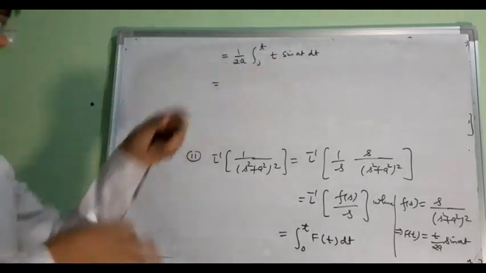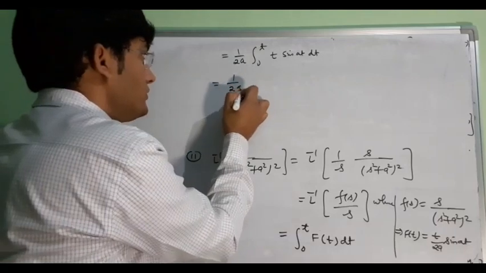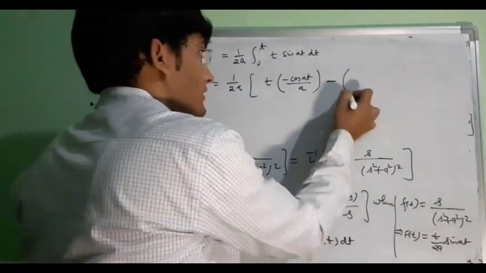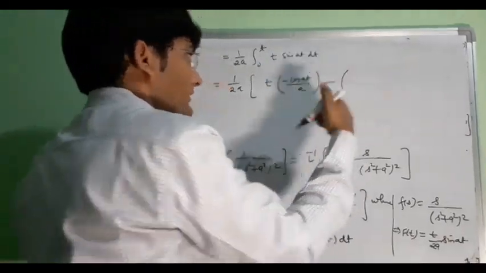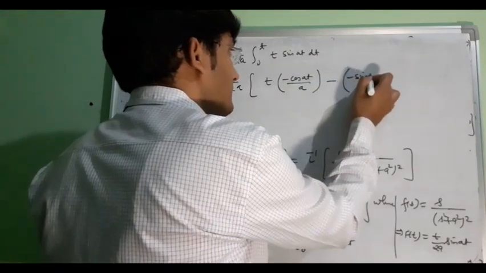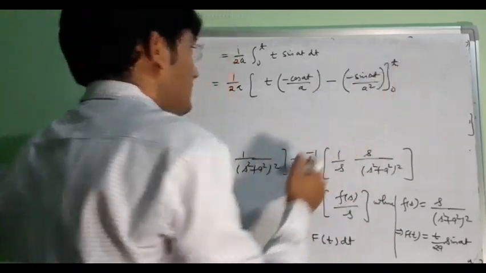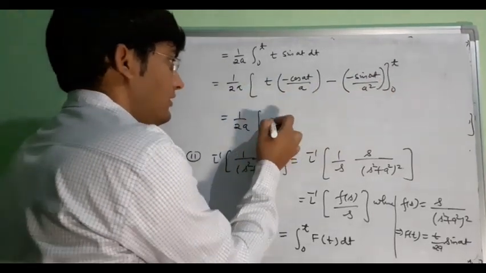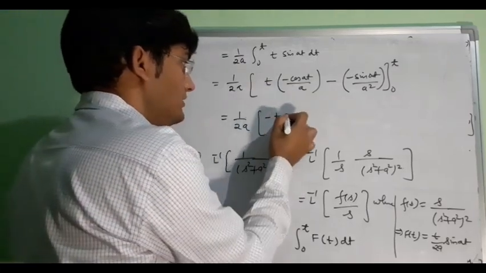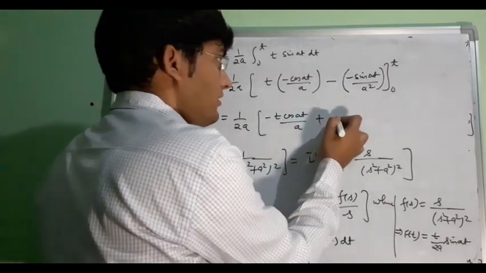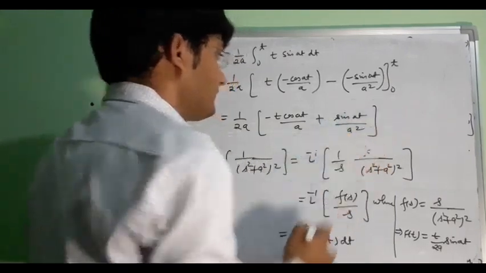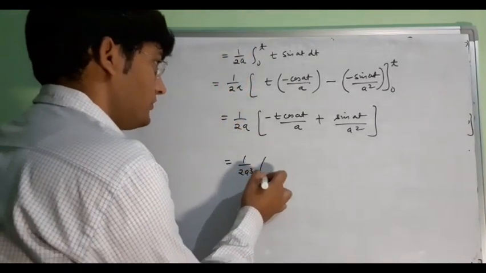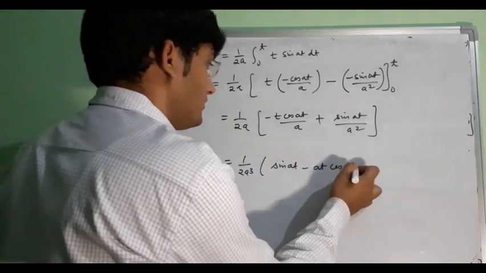Now we will integrate this equation using the chain rule. The integration of sin at will be minus cos at upon a, then we will have minus sine, then the derivative of t, which is 1, then again the integration of this bracket, and that means the integration of cos at, that is again minus sin at upon a square. Then the limits are from 0 to t. Now you can see that both lower limits are 0, so we have upper limit as t cos at upon a, and here we will have upper limit as sin at upon a square. So our answer is 1 upon 2a cube, sin at minus at cos at. So this is your answer.